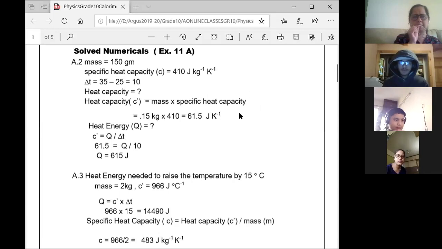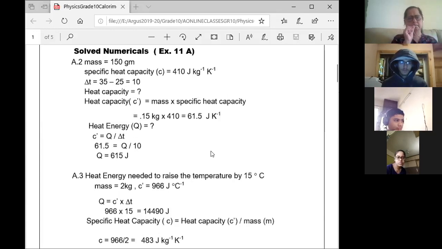Now the next part, B part, I have to calculate the heat energy. So for the heat energy, I use again the formula C dash equal to Q upon delta T. I can also use the formula C equal to Q upon M delta T. There is no problem. I've got the mass, I've got the specific heat capacity, everything. But why don't I want to use it? Why should I add one more quantity M? Simply, I am increasing my calculation. That's all. So I will not use that formula. I'm using the simple formula C dash equal to Q upon delta T. I've got C dash 61.5, delta T is the rise in temperature, Q I do not know. So Q equal to 615 joules.